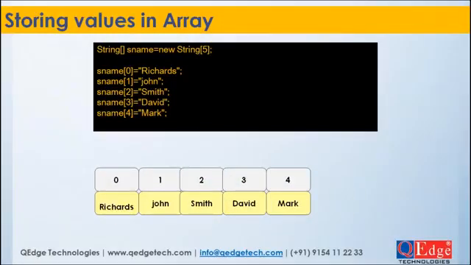Five, correct. Here the array length is 5. Array index starts from 0 here. So 0, 1, 2, 3, 4. In this code, SNAME of 0 equal to Richard. In the 0th index, we are storing a value Richard. SNAME of 1 equal to John. In the first index, we are storing a value John, like this.